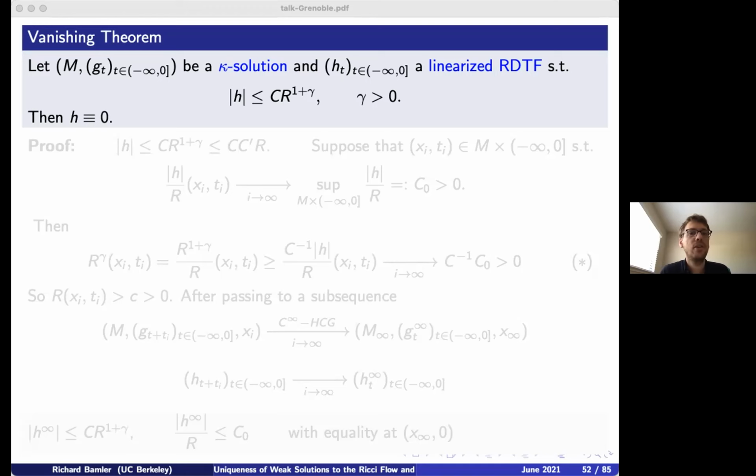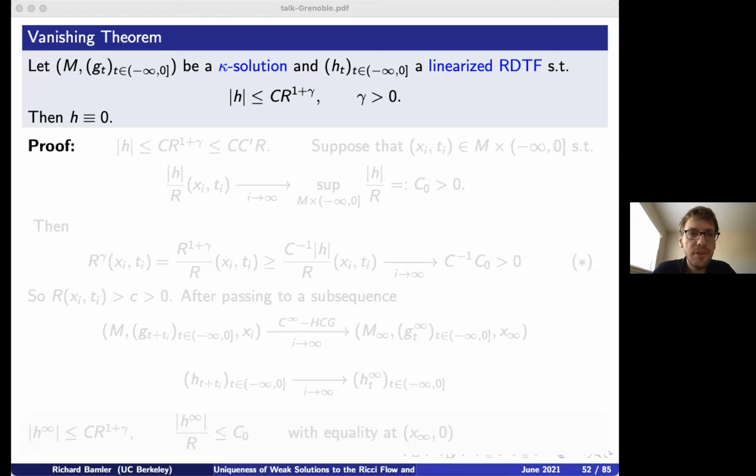Okay. So there are no such non-trivial linearized Ricci-DeTurck flows. So you'll see later why this is somehow going to be important for our purposes. But what I want to do in the following is prove this vanishing theorem. The proof is relatively nice. So here's the proof.